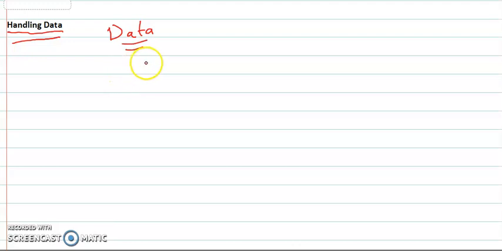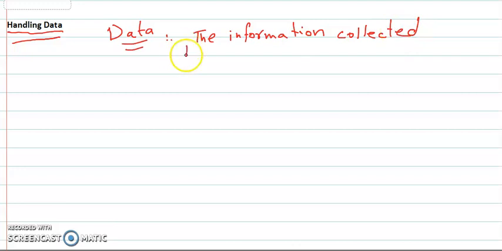Data is information collected by counting or measuring.